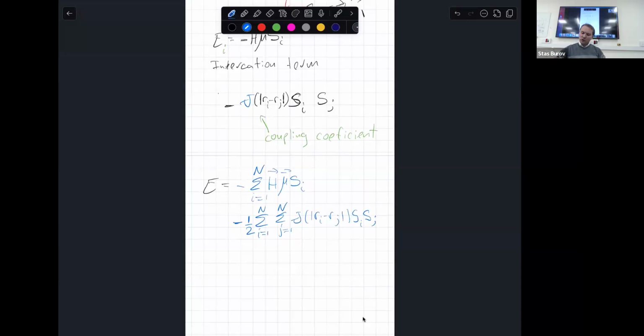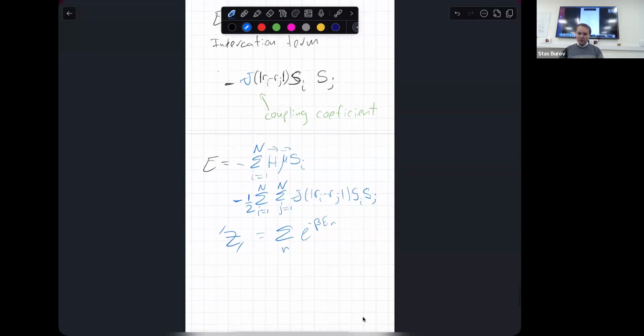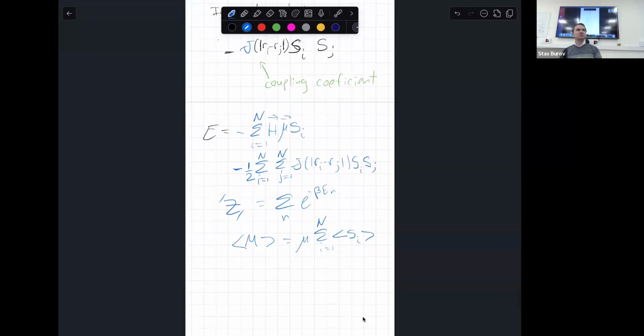And then you ask the following question. I compute the partition function, which is just a summation of e to the power minus beta En, over all the different states, and you compute the average self-magnetic moment, which is simply mu, a sum, i goes from 1 to n, n is the number of particles, of Si. Okay? And how this magnetic moment behaves as a function of temperature.